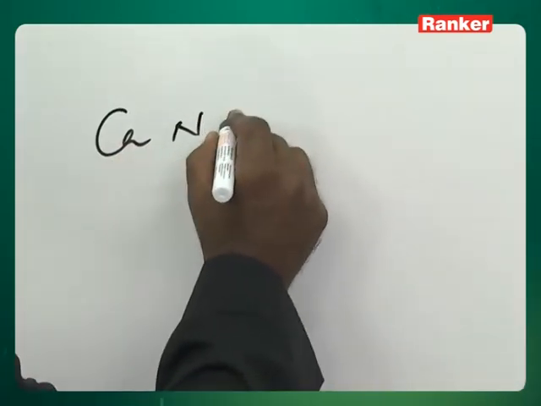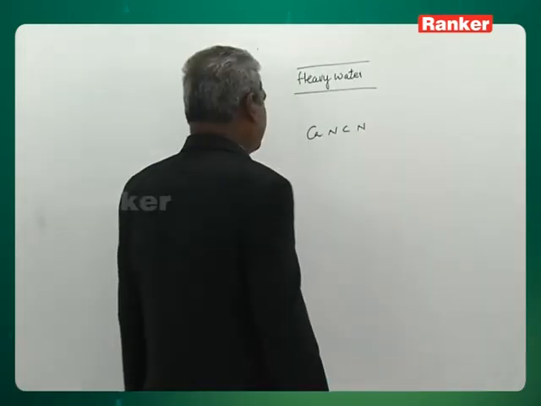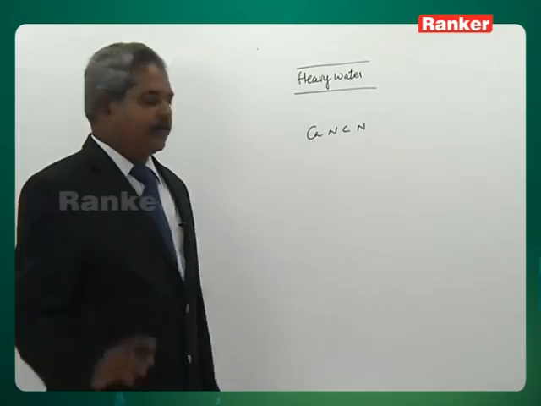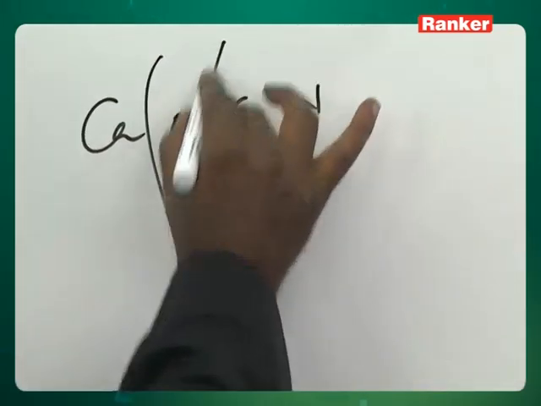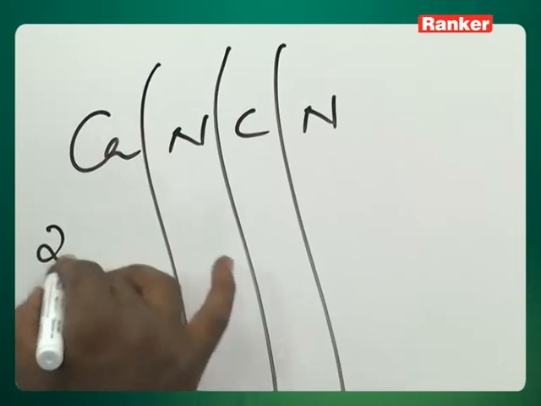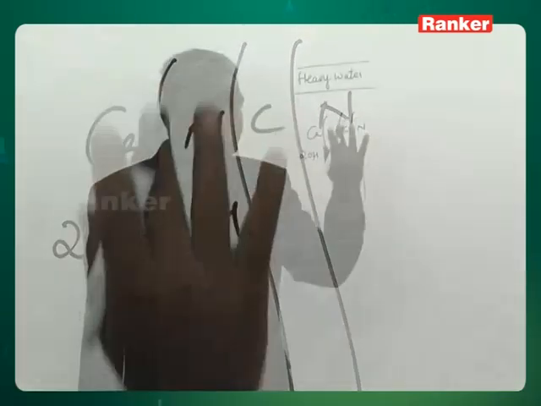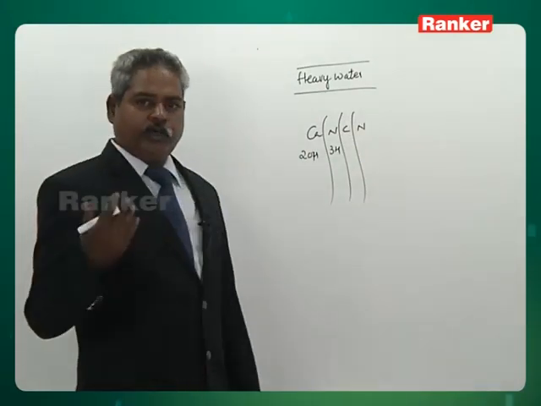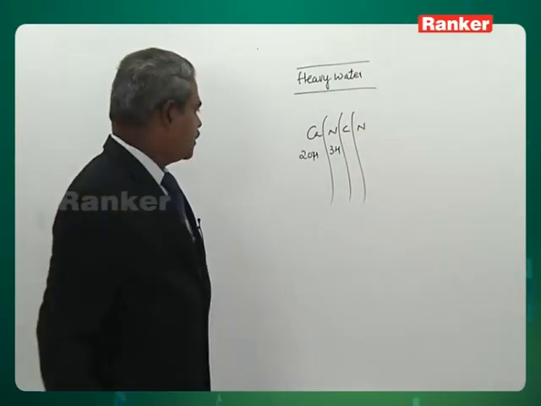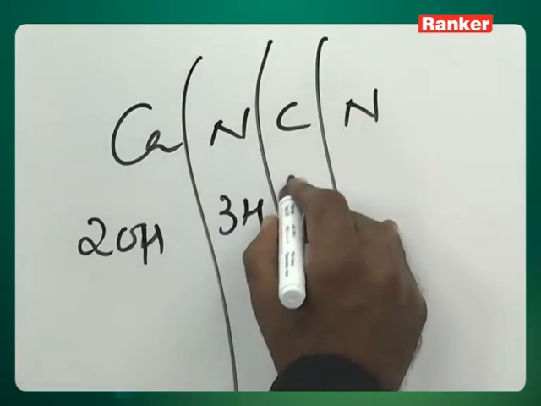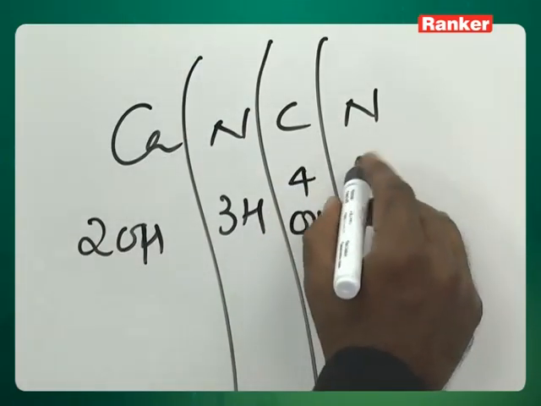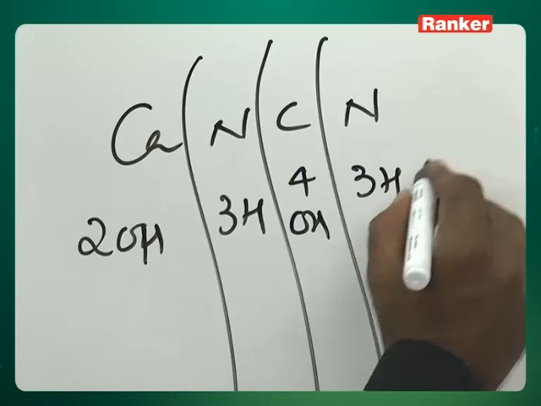Now, NCl3 used ammonia. Calcium cyanamide, CaNCN. Where to break the bond? Wherever there is electronegative difference. Break the bond here, here, here. 2OH, 3H. Any number of H and OH can be used. There is no rule because H and OH are plentifully available in water. 3H, 4OH, 3H. So what is it you got?